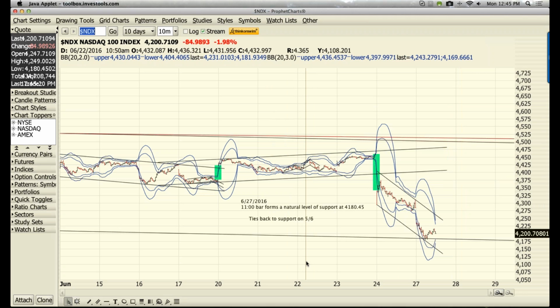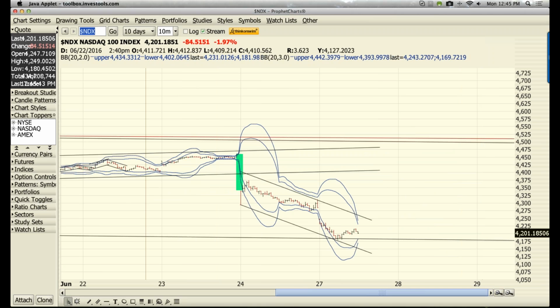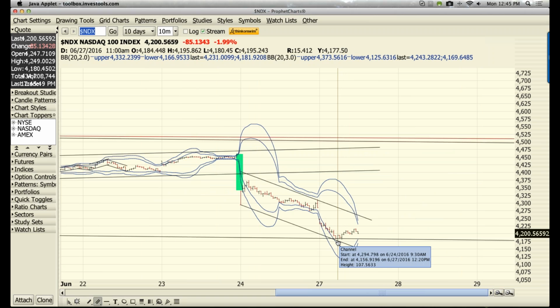Put that right there. So on the 11 o'clock bar, which was right here, now these are 10-minute bars, we traded down to a low of 41.80.45. That's the low of the day. And since then, the lows have been higher lows, a sequence of higher lows, which tells me that we could possibly be in a very short-term rising cycle.